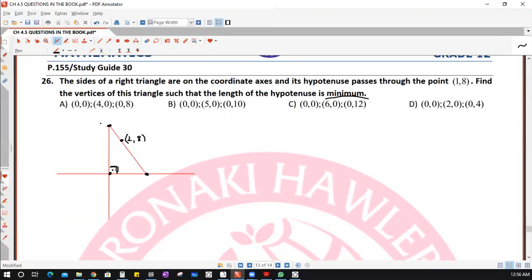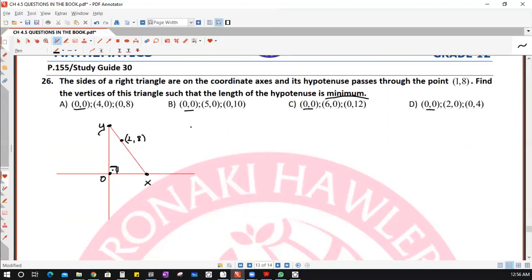Let us say this part is y, we are going to find it. This part is x. This is the origin. Actually, one point is (0, 0). We must find the other points. So how can I find the y and x value?